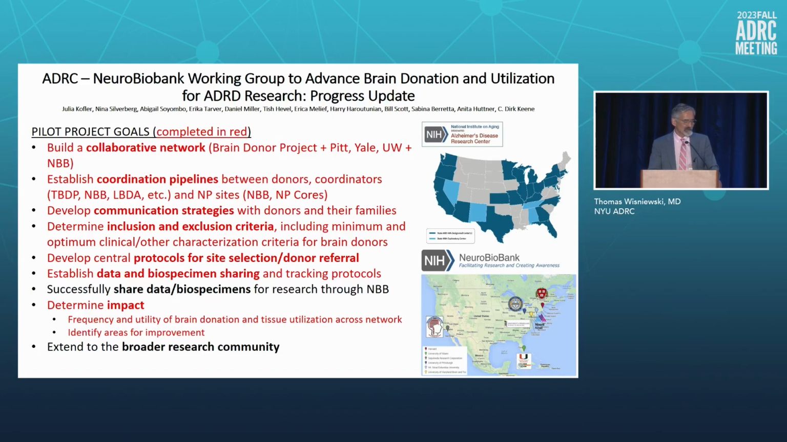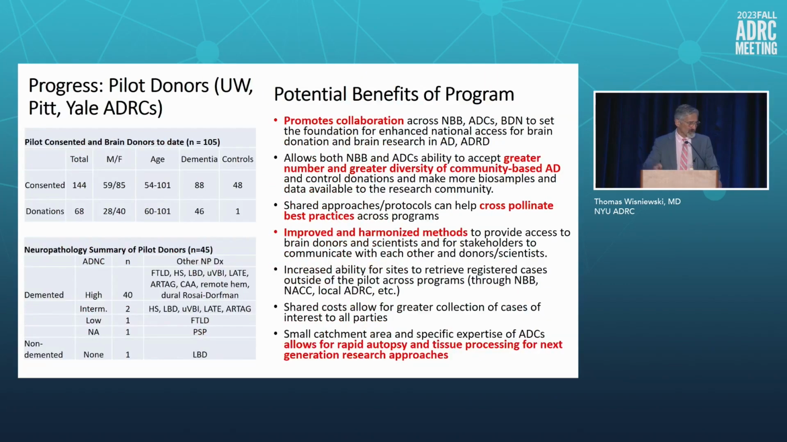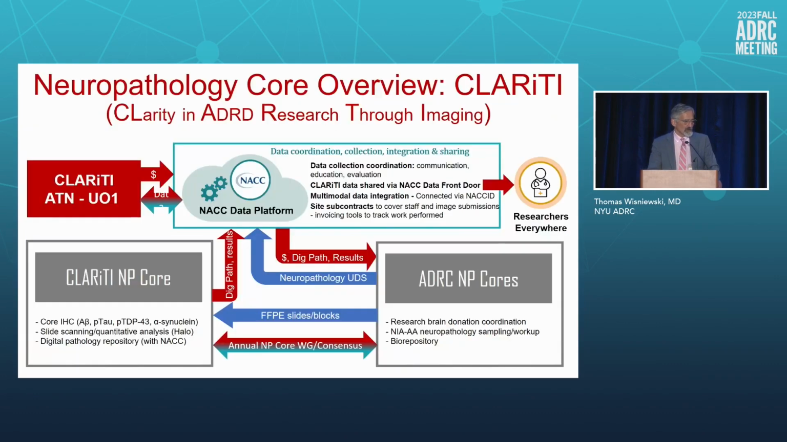They've been very active and have already accomplished a great deal, as outlined in the red here, building collaborative network, coordination pipelines, and a number of protocols. In terms of the numbers of individuals consented and the evaluation of brains to date, that's listed on the left, as well as the many potential benefits of this program listed on the right-hand side of this slide.